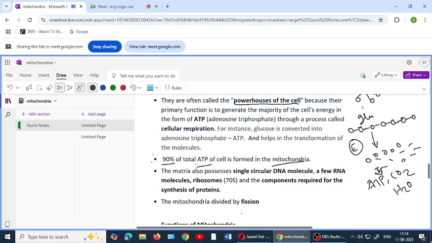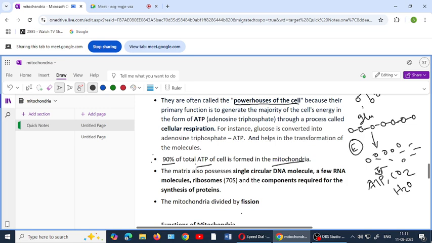We are just saying that mitochondria is the powerhouse of the cell. Why? It is because in cellular respiration they produce ATP, carbon dioxide and water. These products are utilized for further cellular activities, metabolic activities of the cell. That is why mitochondria is called the powerhouse of the cell. In short, 90% of the cell's required energy is produced with the help of mitochondria.